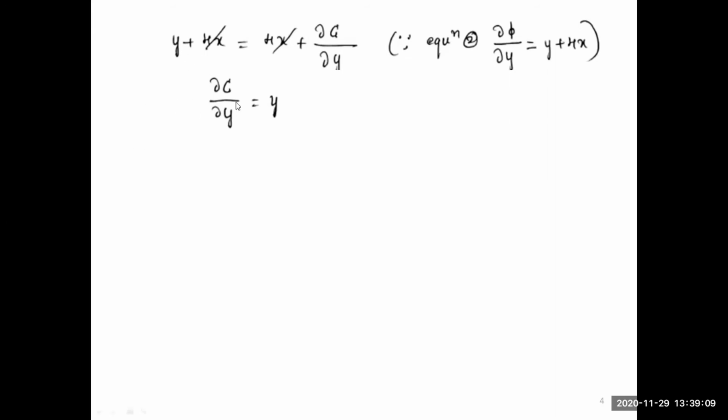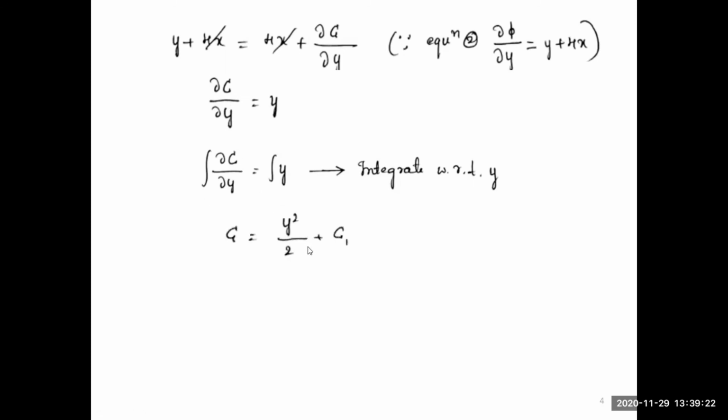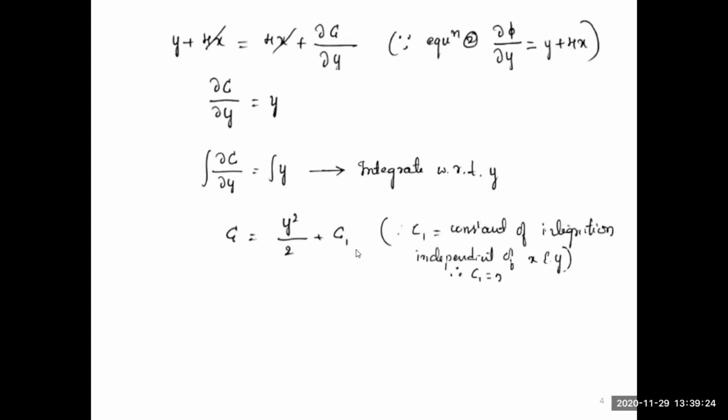Now to eliminate the derivative, we have to integrate. If you take the integration of ∂c/∂y with respect to y, you will get c is equal to y square by 2 plus c1. Here c1 is a constant of integration. It is independent, it may be either an x value or a y value, so we'll consider that c1 as 0. So c will be y square by 2.